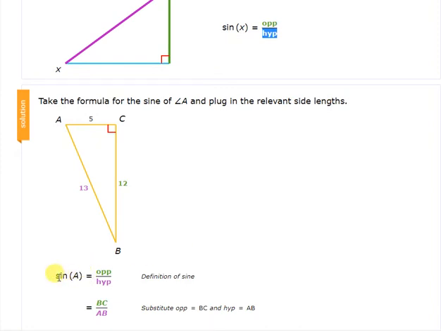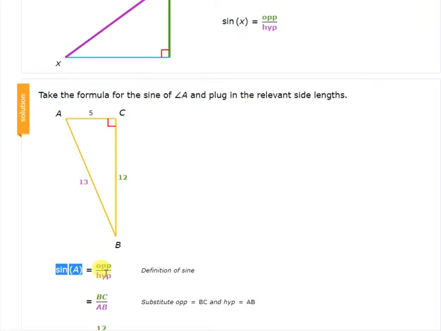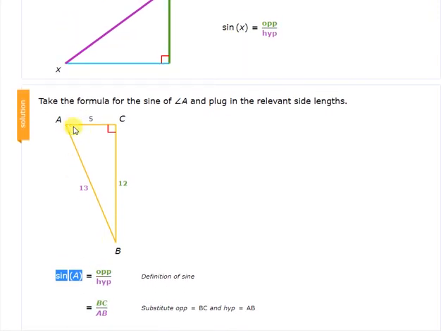So this is the formula: sine A equals opposite over hypotenuse. Since you're finding angle A, the opposite side is the side opposite that angle. So according to angle A, this is the opposite side, which is side BC. And the second thing you need is the hypotenuse, which is always the side opposite the 90-degree angle. So side AB is the hypotenuse.